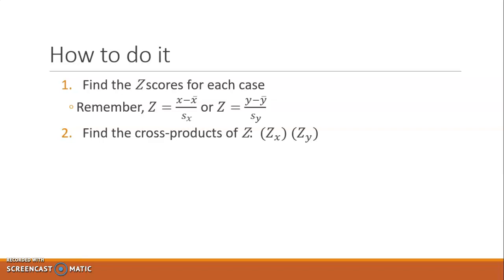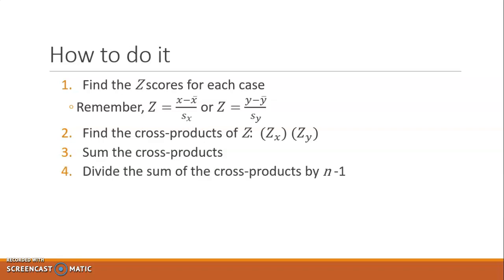Once you have multiplied those two for every single case that you have, every single point on that scatter plot, you sum them up, and then you divide the sum by n minus 1. Kind of a degree of freedom-ish. Here's the actual formula.